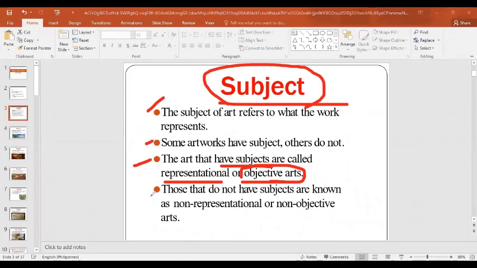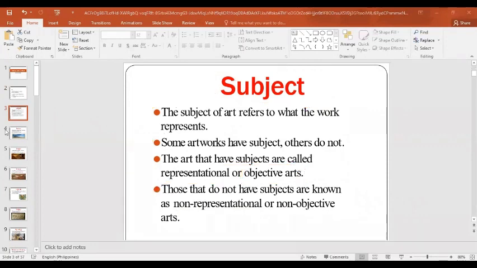While those that do not have subjects are known as non-representational or non-objective arts. Kumbaga, pag sinabi nating non-representational, wala tayong any references or recognizable objects na makikita dun sa art piece na yon. An example ng non-representational ay abstractionism or abstract. Okay?